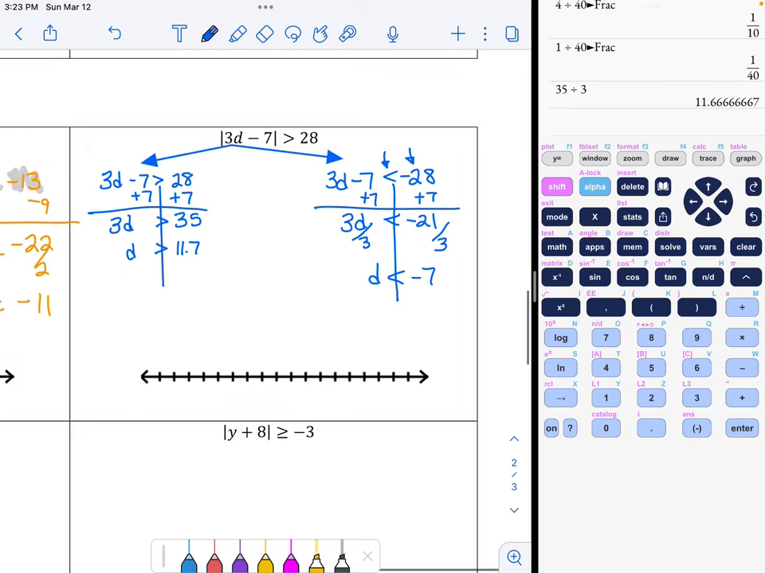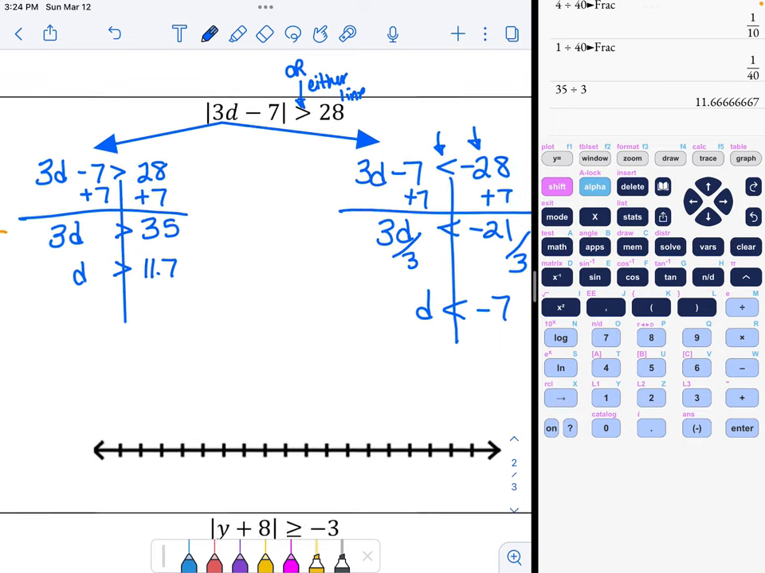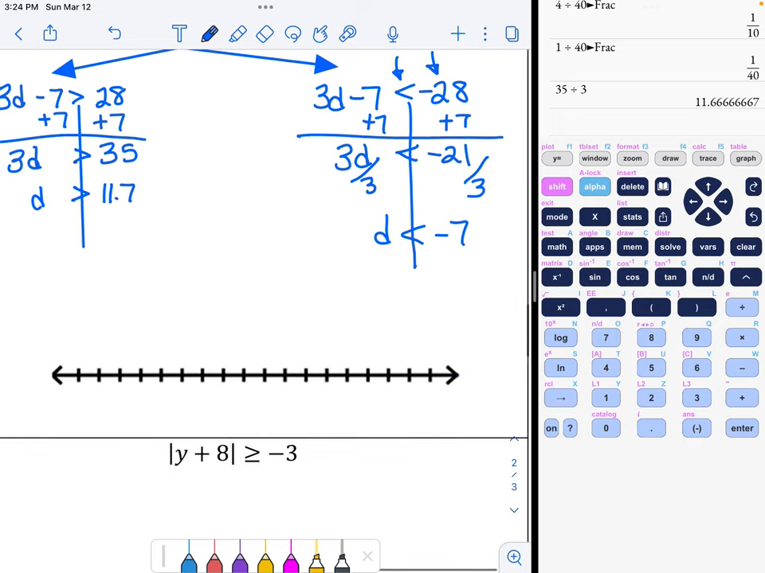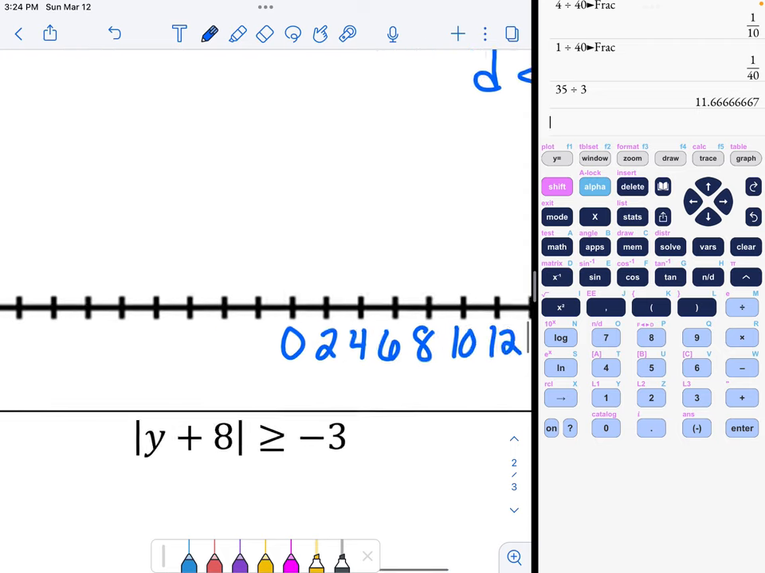Now this started as a greater problem, so we're looking for an or. It should be anywhere that either line exists. We do not need an overlap. So I'm going to do the same thing, starting at 0, skipping by 2s. What do I have to get to? I have to get to 12, essentially, right? There it is. And I have to get down to negative 7.